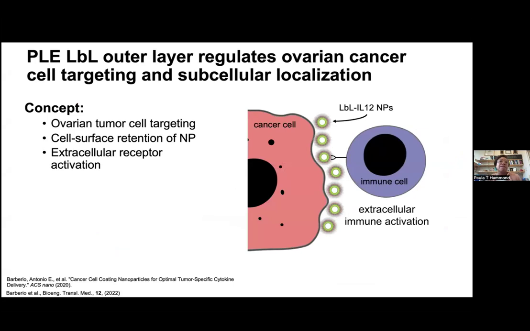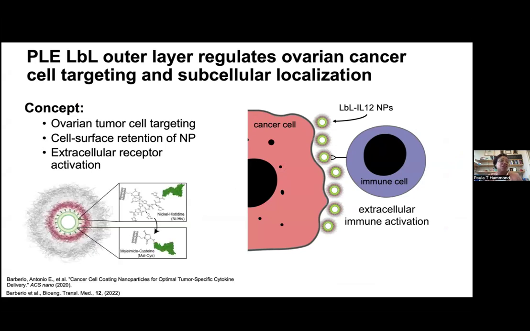So the idea here is that we can incorporate IL-12 into our nanoparticles that are then coated with polyl-glutamic acid. And in doing that, we will cause that nanoparticle to stick to the outside of a cancer cell, expose the IL-12 to an immune cell, and ultimately get that IL-12 mechanism going.